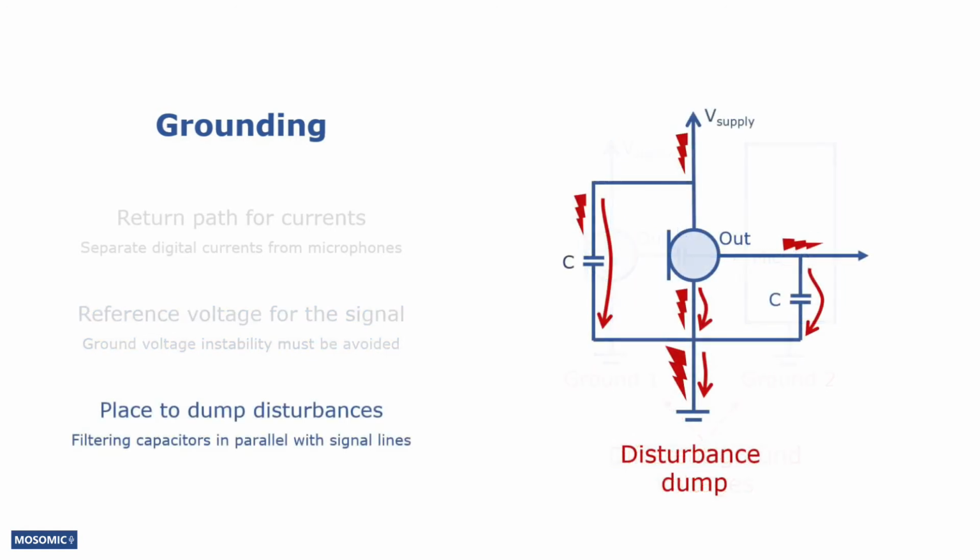The third purpose of the ground is to provide a place to dump unwanted high-frequency disturbances from the microphone-related signals. Directing the disturbances to the ground is typically done with filtering capacitors connected in parallel with the filtered signal lines.